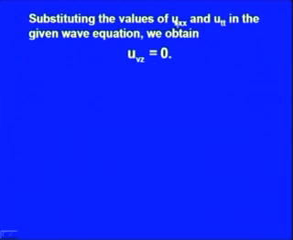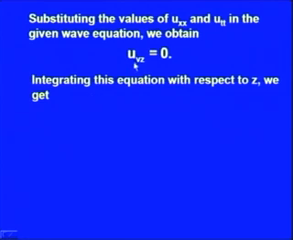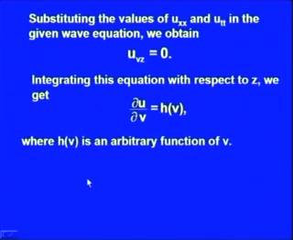and substituting these values of u x x and u t t in the given wave equation, that is u t t equal to c square u x x, it turns out that u v z is equal to 0. That is delta square u over delta v delta z is equal to 0. When we integrate this equation with respect to z, what we will have? Delta u over delta v is equal to h v, where h v is an arbitrary function of v alone.